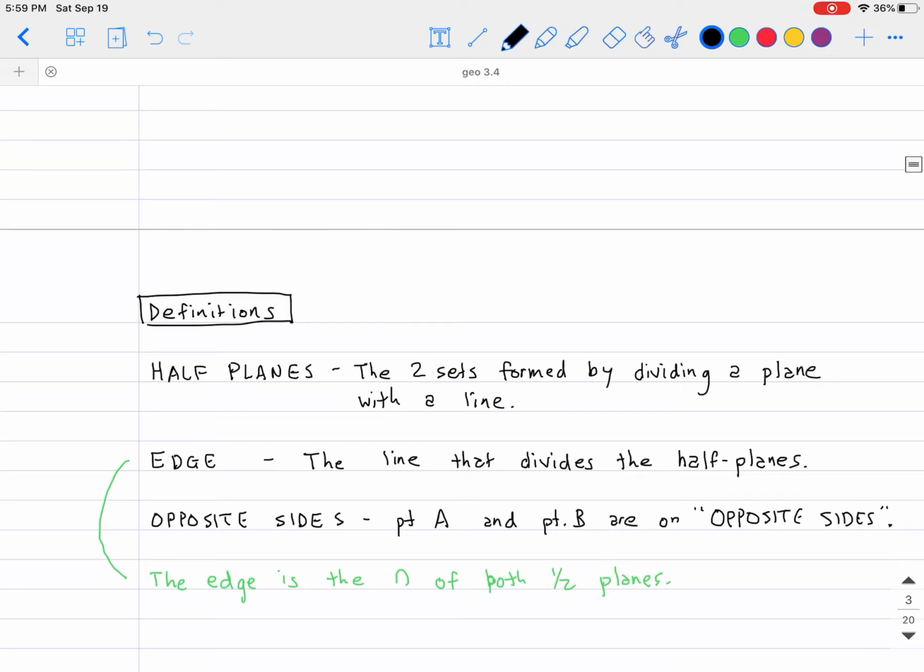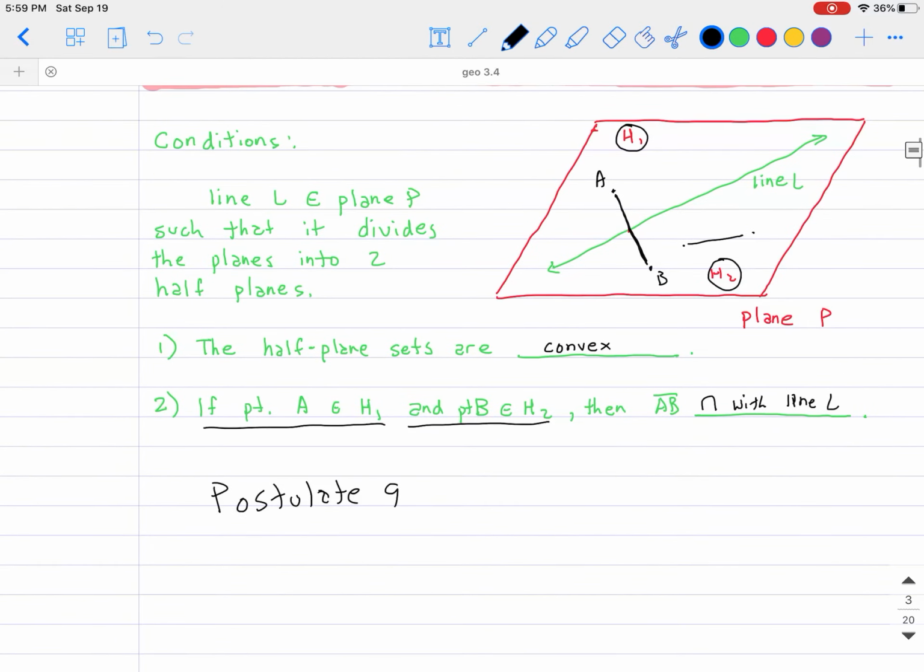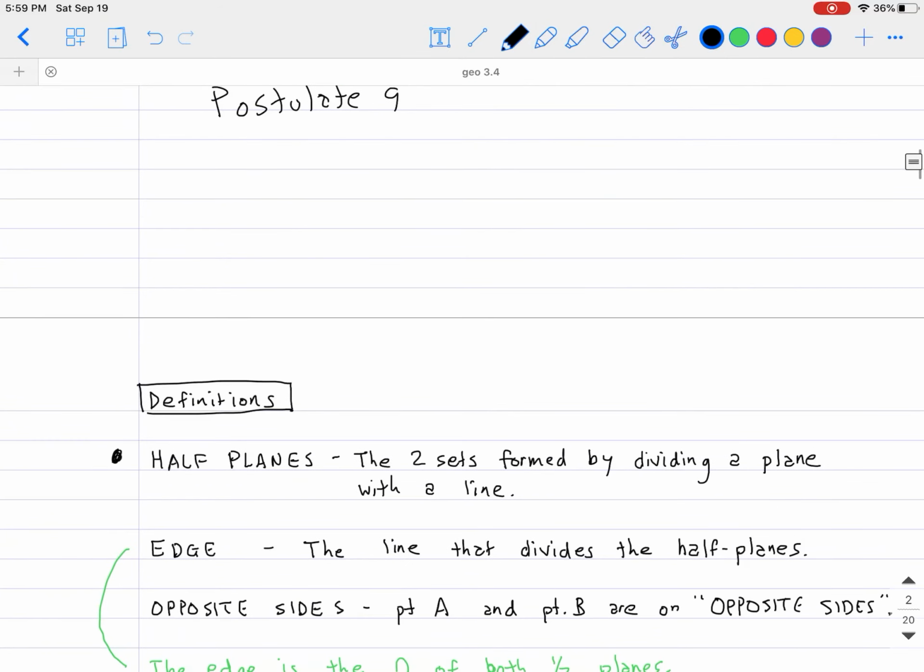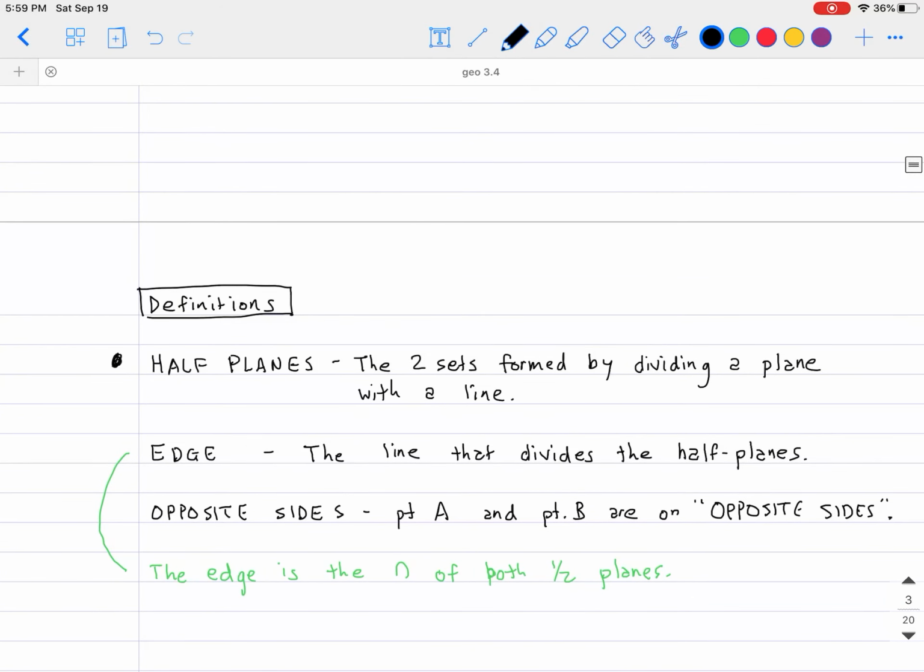So the first one is half planes. The half planes are basically going to be the two sets that are formed by dividing that plane into two parts with a line. So here you can see that we have two half planes, H1 and H2. The next one is the term edge. The edge is basically that line that divides the two half planes. Note that it is the intersection between the two half planes, meaning that it's on both of the planes, H1 and H2. So it's kind of like a borderline, basically.